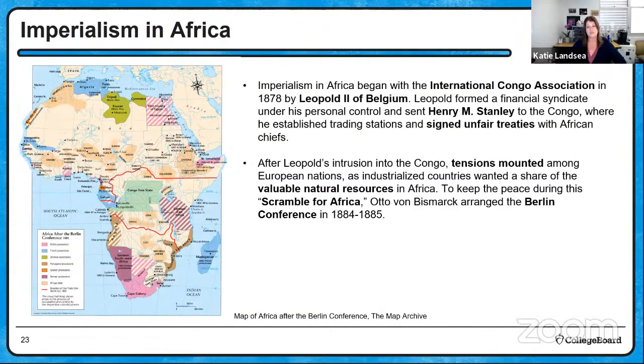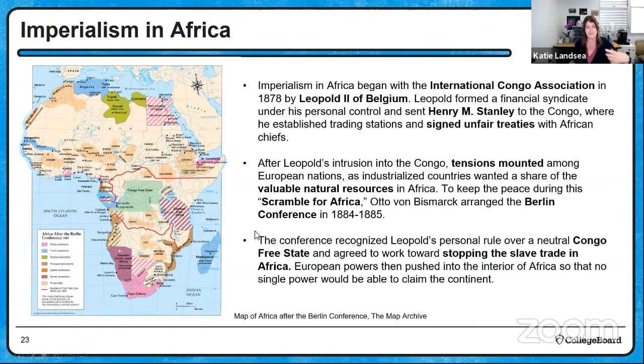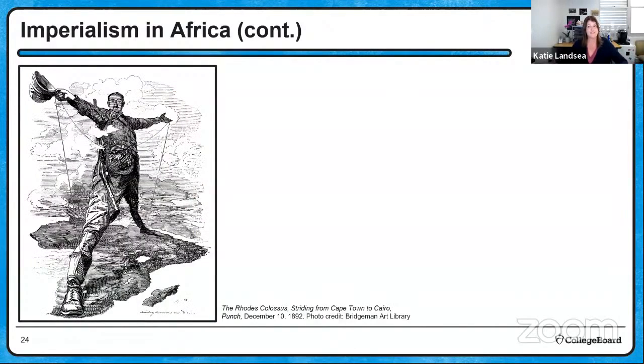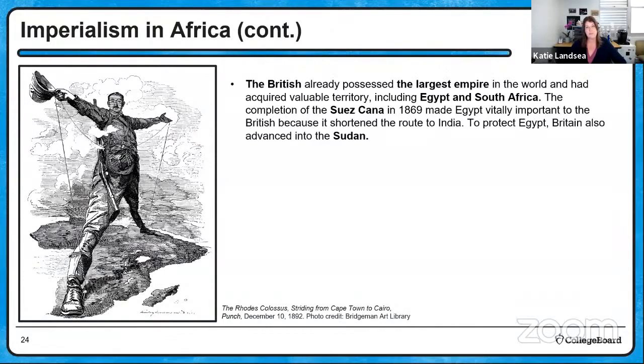So he arranges the Berlin Conference during this time period, this scramble where everyone's trying to get a piece when there's a finite amount. And the conference recognizes Leopold's rule over the Congo Free State, and they agreed to work to stop the slave trade in Africa, which is really a facade. And European powers then push into the interior of Africa so that no single power would be able to claim the continent.